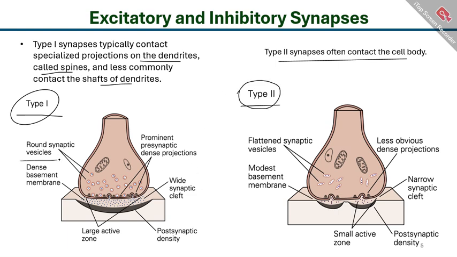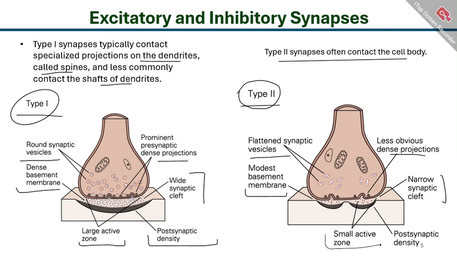In the type 1 synapse, you can see round synaptic vesicles, and flattened synaptic vesicles are visible in the GABAergic or inhibitory synapses. There is a dense basement membrane in type 1, and a modest basement membrane here. Presynaptic dense projections can be seen, as compared to the less obvious dense projections. And there is a wide synaptic cleft, as against a narrow synaptic cleft, and a large active zone present in the case of glutamatergic synapses. And the postsynaptic density is quite complex, which is shown here. On the other hand, in the inhibitory synapses, there is a small active zone, and the postsynaptic density is thinner than in the type 1 synapses.